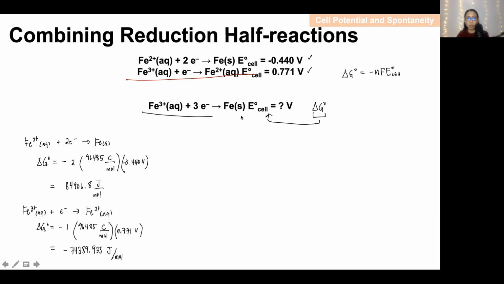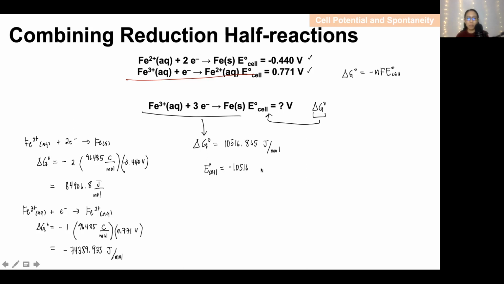We get this overall reaction. So we can get delta G naught for this overall reaction, which is this plus 84,906.8. So that is 10,516.865 joules per mole. So now we can get the value of the standard cell potential.